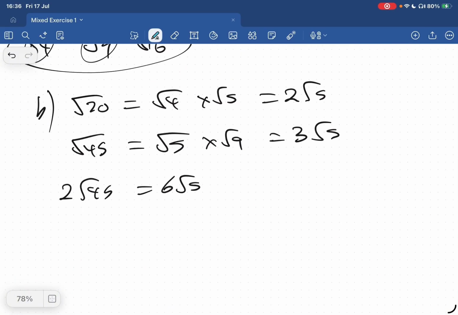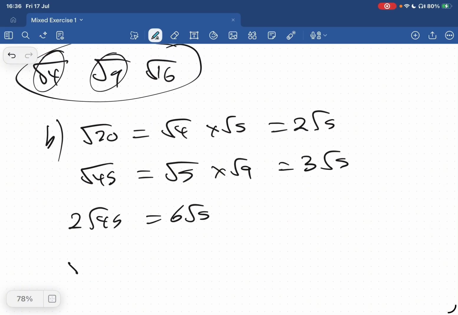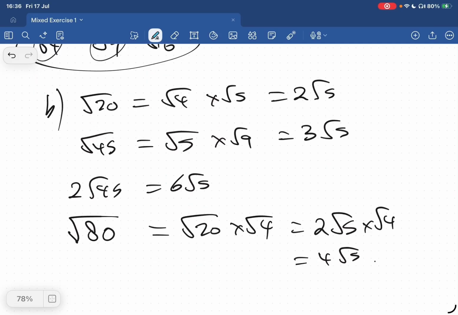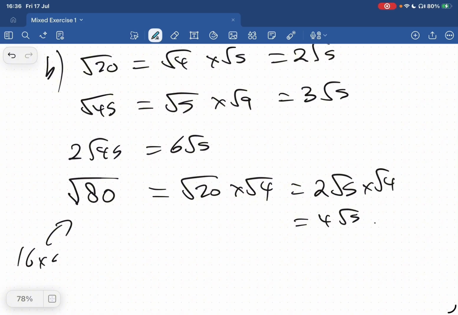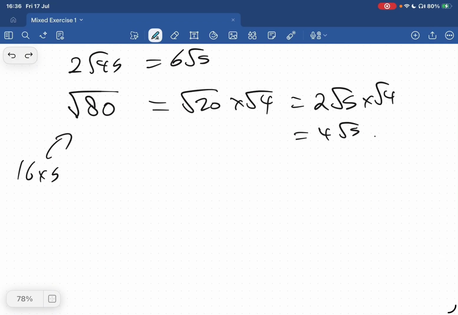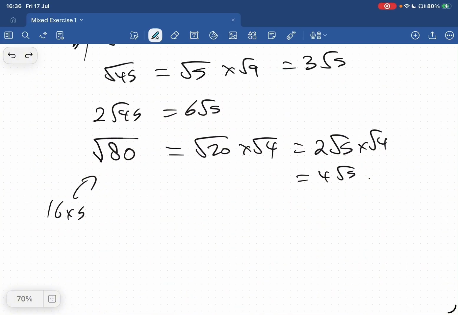Perfect. Minus root 80. Divisible by 4? Yeah, it's divisible by 4. Perfect. So root 20 times root 4. We've already done root 20, which is 2 root 5, times root 4, which is 4 root 5. Another thing here is we've got 16 times 5 is 80, so we could have gone over here, but everything divisible by 16 is also divisible by 4. So if you spot that, perfect. But if you didn't, then that's fine.